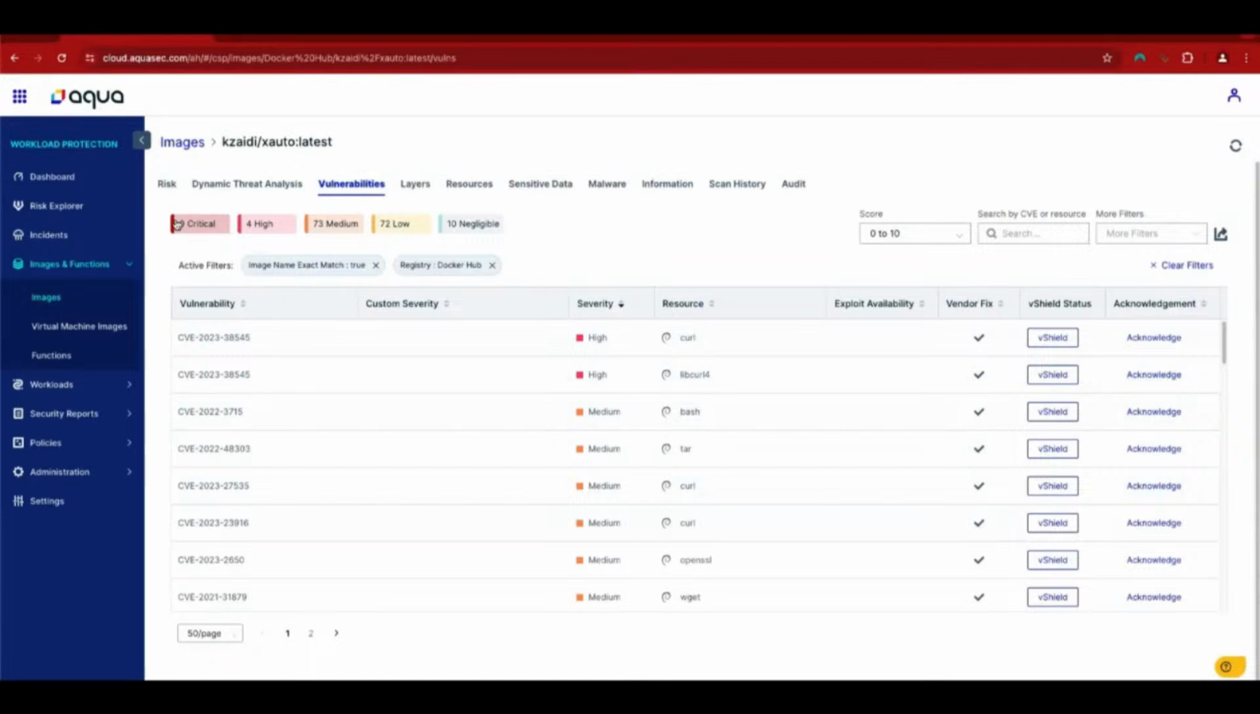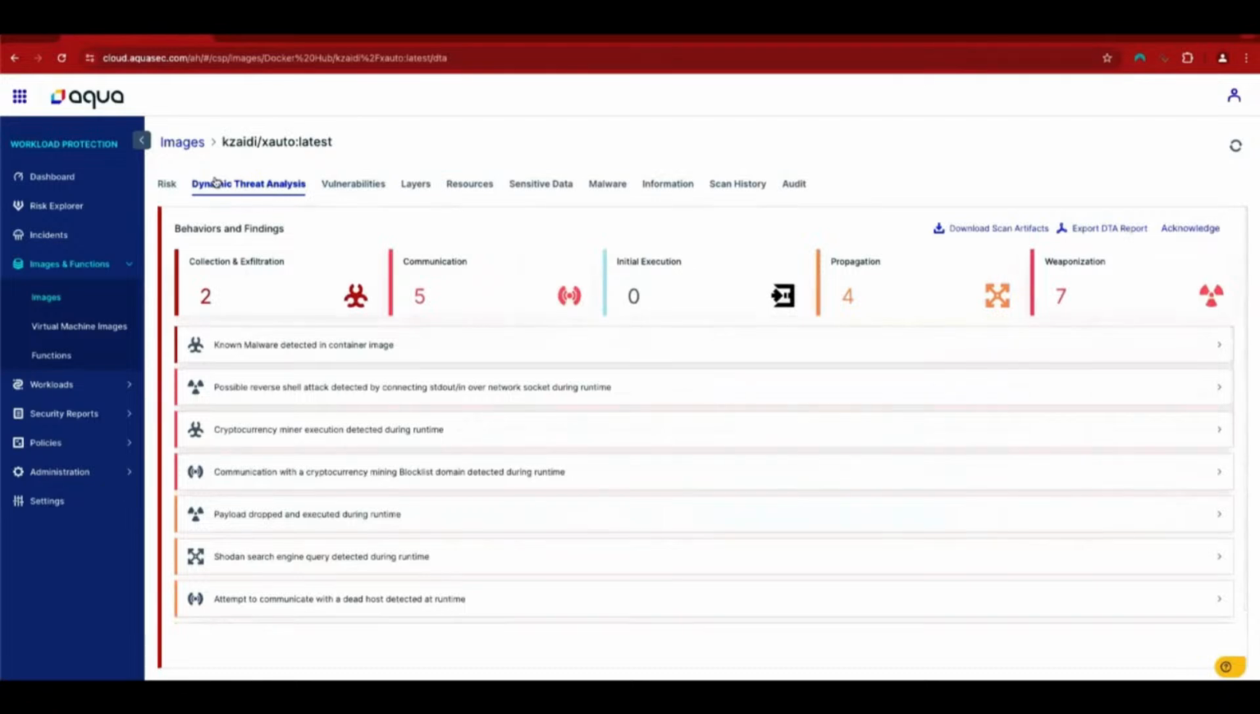We don't have any critical vulnerabilities, but when we look at the dynamic threat analysis tab, we can see that we have a lot of different risks, although we don't have any critical vulnerabilities. So first of all, what we do here is we take that image that we scanned statically that doesn't have any critical vulnerabilities, and we emulate a container in a runtime environment, in a secure sandbox, in order to monitor and identify any suspicious behaviors.